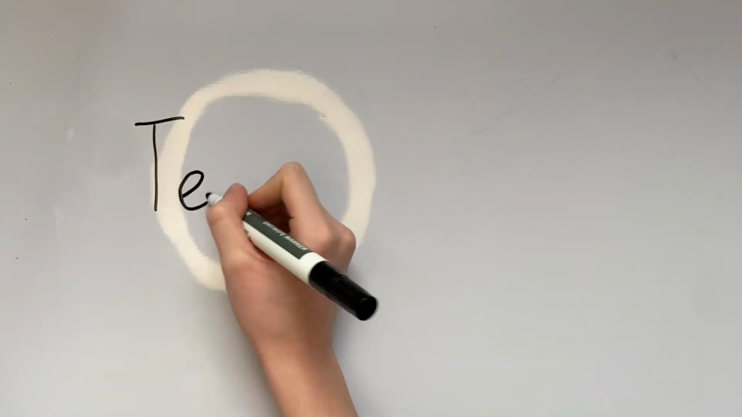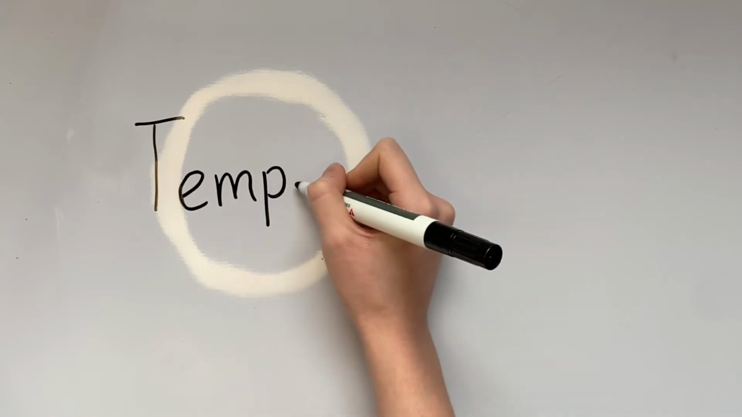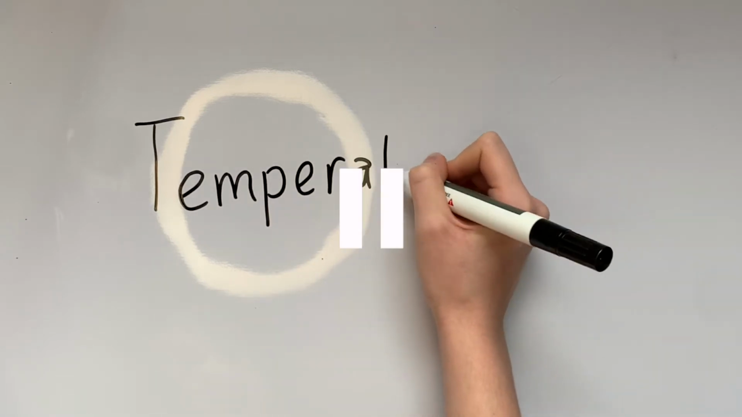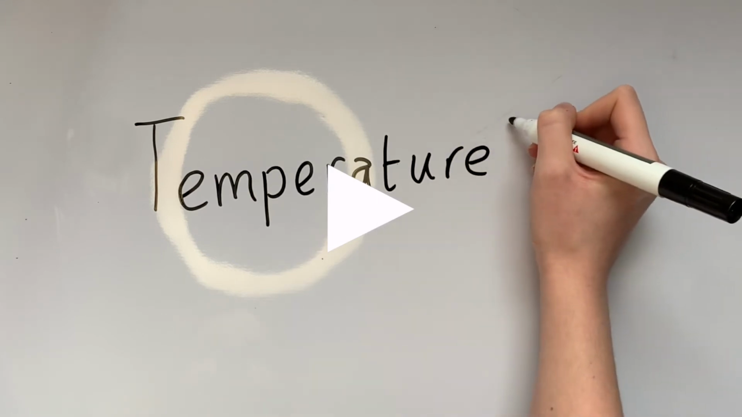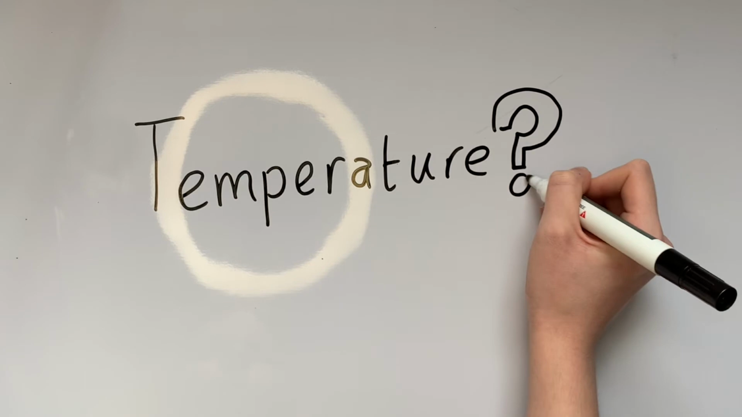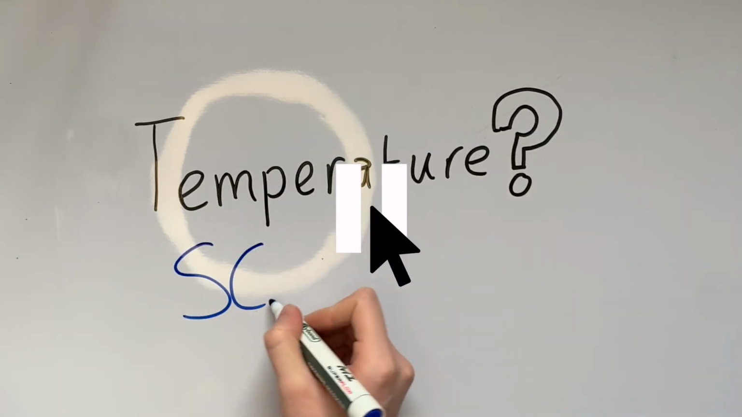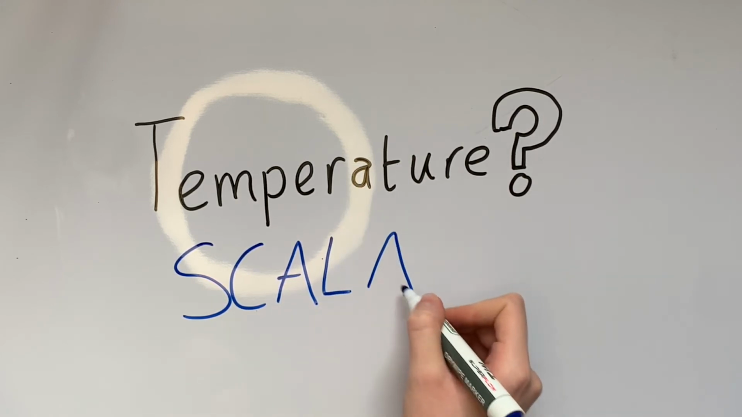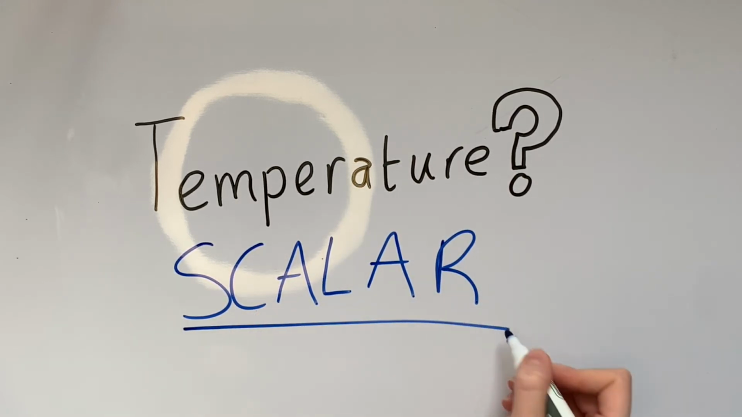Finally then, have a go at these examples. The first example is temperature. Pause the video now and have a think whether temperature is a vector or a scalar quantity. Welcome back. So temperature is a scalar quantity, and this is because we don't need a direction associated with temperature. We can have negative temperature, but the negative in front of the number for temperature does not mean a direction. Therefore, temperature is a scalar.